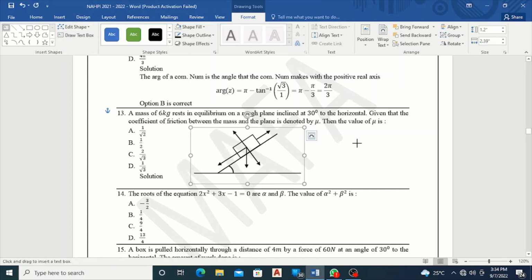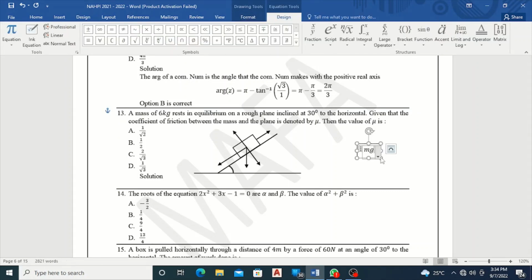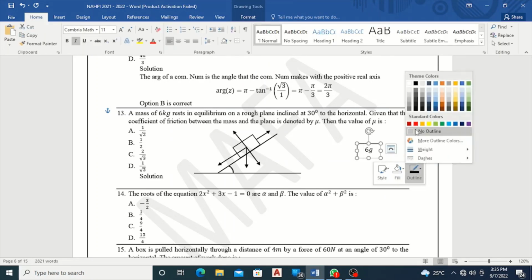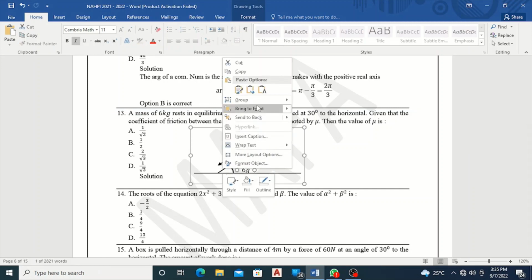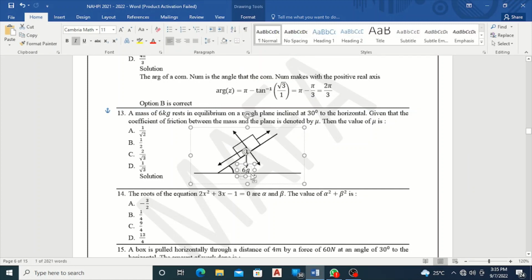Now let me introduce all those forces. First we have the weight, which is mg. I'm just going to put 6g because m is 6, right? Now next we need to indicate the frictional force. I'm just going to call it F. So our weight is 6g. Now after the weight being 6g, what do we have again? We have the component of the weight perpendicular to the plane is 6g cos 30, and then parallel to the plane is 6g sin 30.